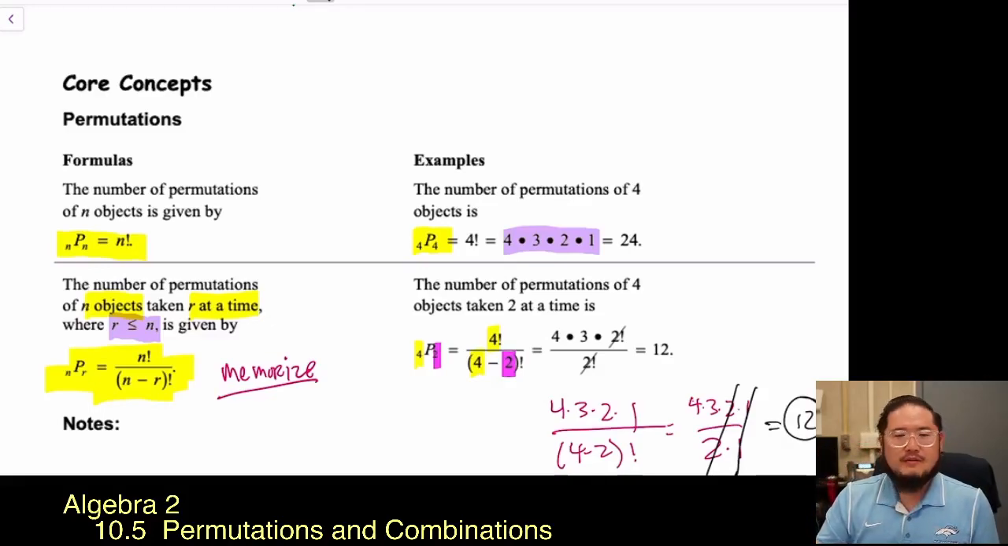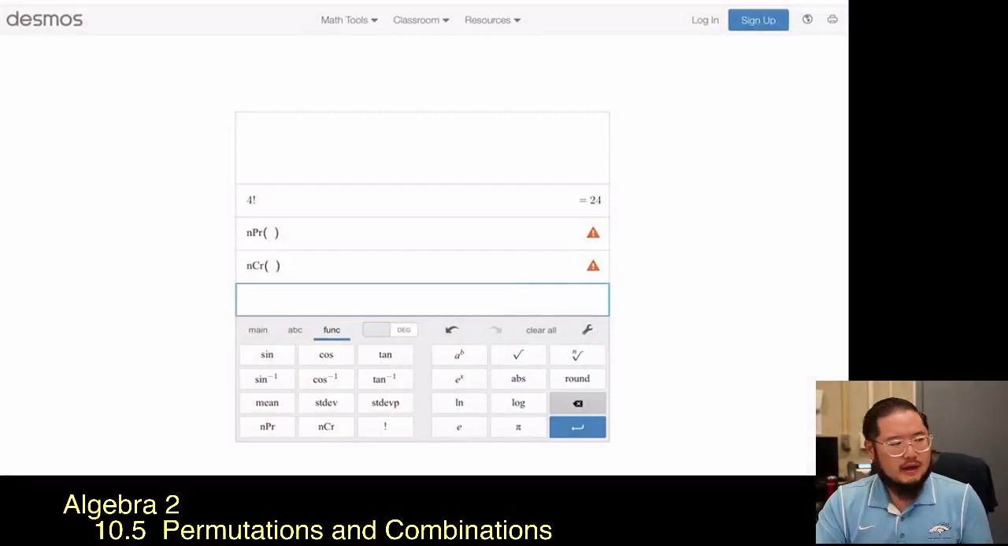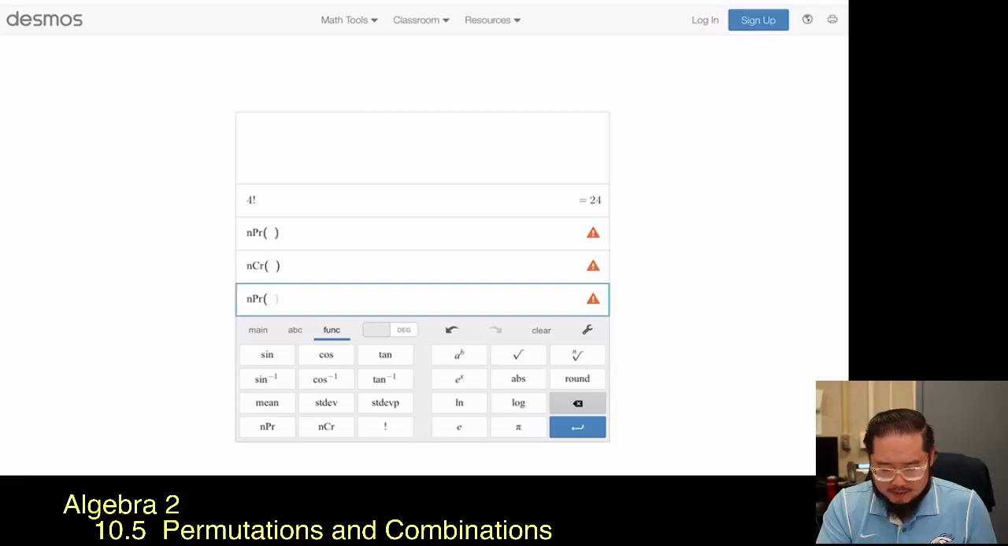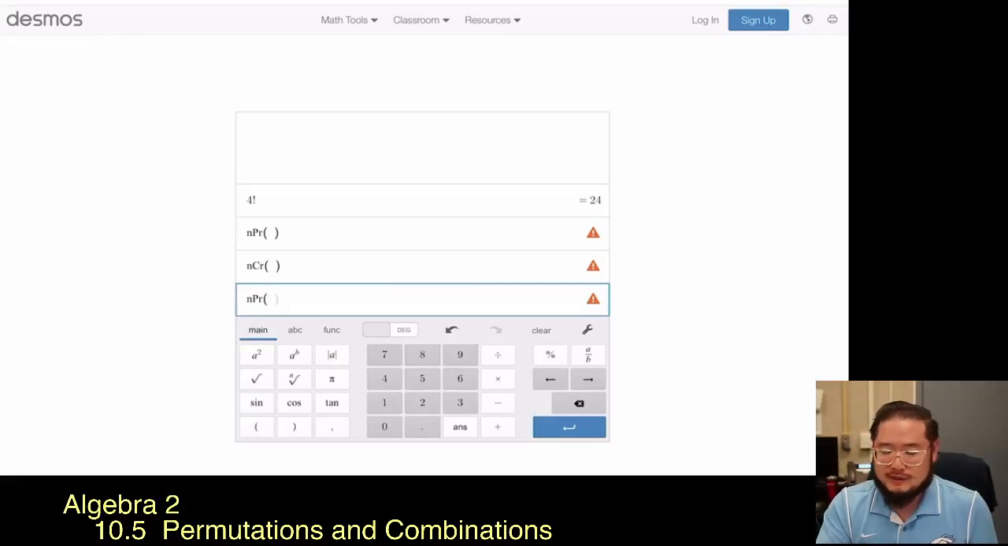Fortunately, you have your calculator, and you'll be able to get the same answer. Now, how will the calculator work? If we're taking a permutation, you press nPr, and then you have parentheses. Remember, we need to figure out what n and r are. What you need to do next is type in the first number.